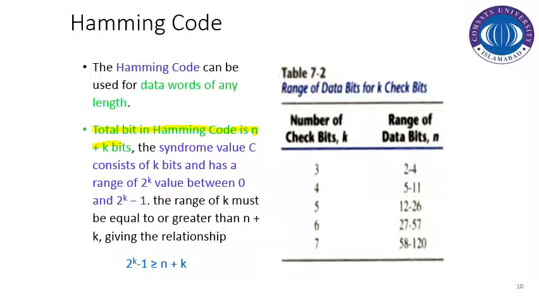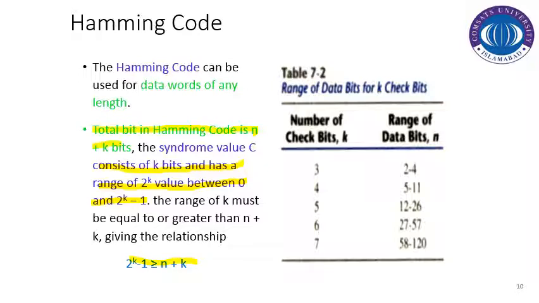and the value c consists of k bits and has a range between 0 to 2 raised to power k minus 1, and the range of k must be equal to or greater than n plus k, giving us the relationship that 2 raised to power k minus 1 must be greater than or equal to n plus k.